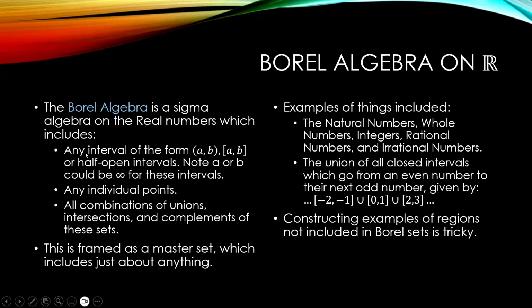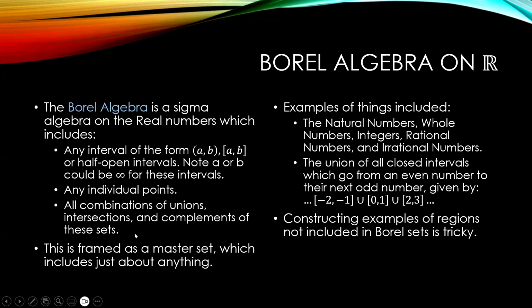Any interval of the form (a, b), or half open interval, will be included in our set. Note a or b could be infinity on these intervals. If we're talking about something from 2 to 3 where we're including both endpoints or not including both endpoints, we're going to be including that in our Borel algebra. We're also going to be including any individual points. If we're talking about the number 2, 3, 7, pi, it doesn't matter. Any real number is going to be a part of this sigma algebra that we're creating.